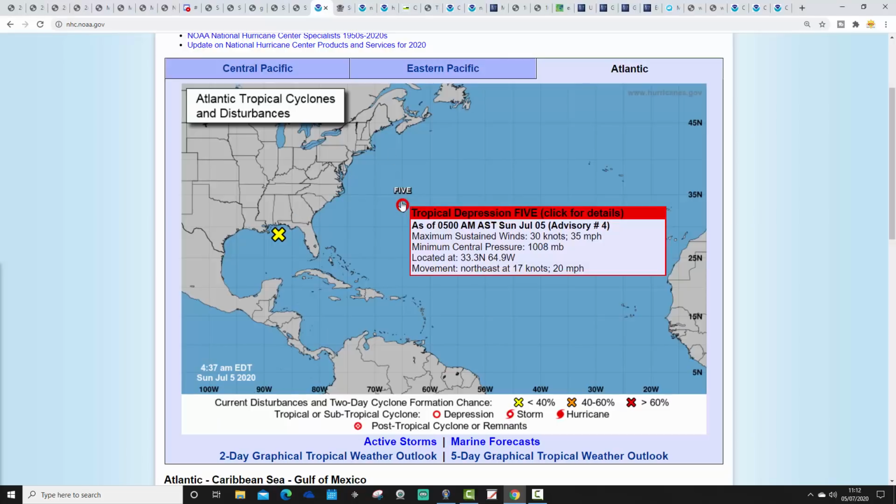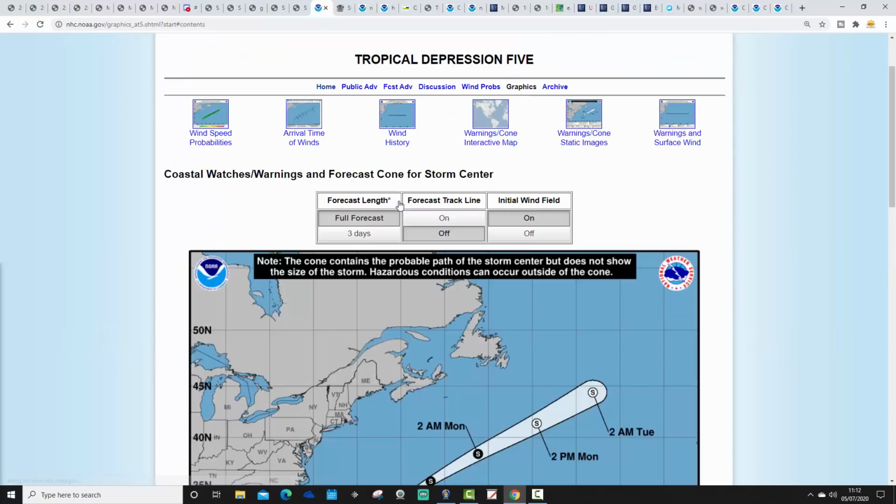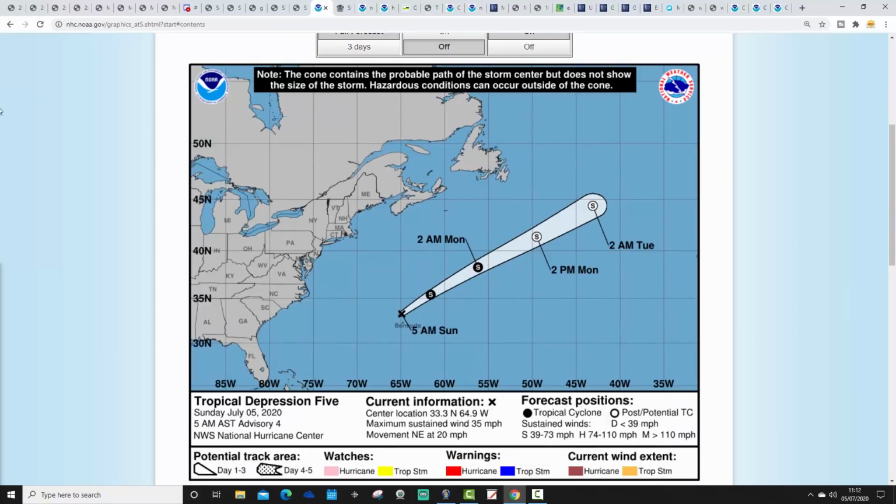We've also got 5 just here. This is Tropical Depression 5, giving maximum sustained winds of 35 miles per hour with a central pressure of 1,008 millibars. If we click on 5, we can see that this is forecast to become a tropical storm over the next day or so. The current position of Tropical Depression 5 is just here, but later today it is forecast to become a tropical storm, move northward into the northern part of the Atlantic, and go post-tropical as we move into Monday and Tuesday. So that looks like going to be a short-lived tropical storm.